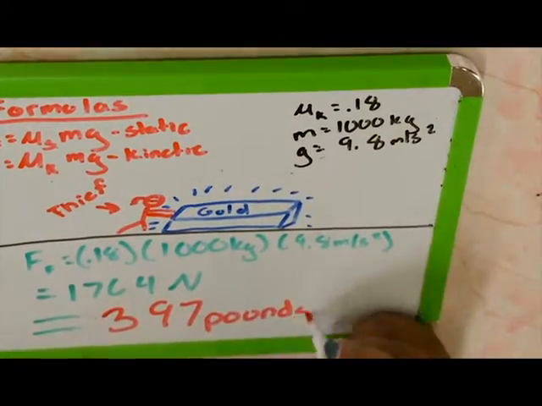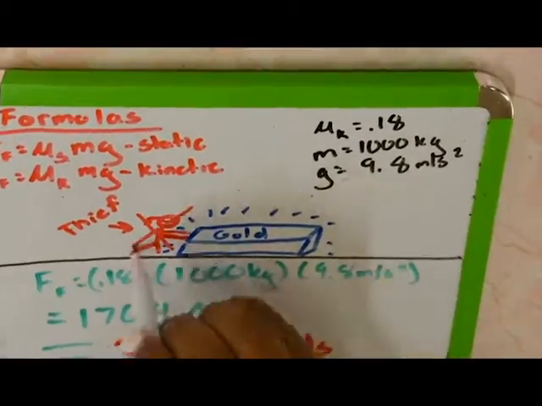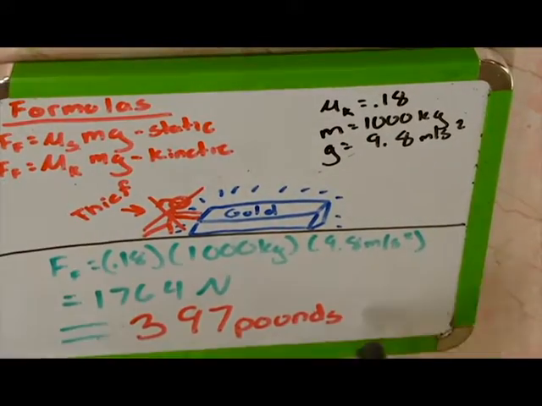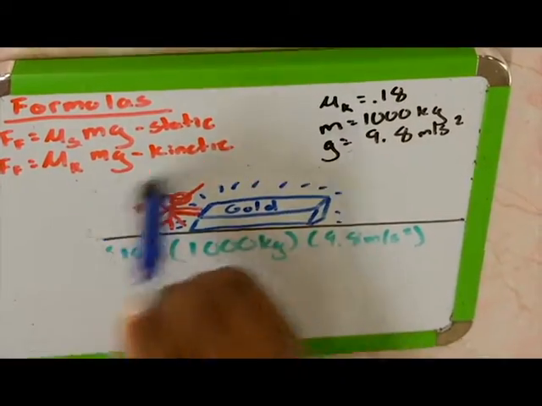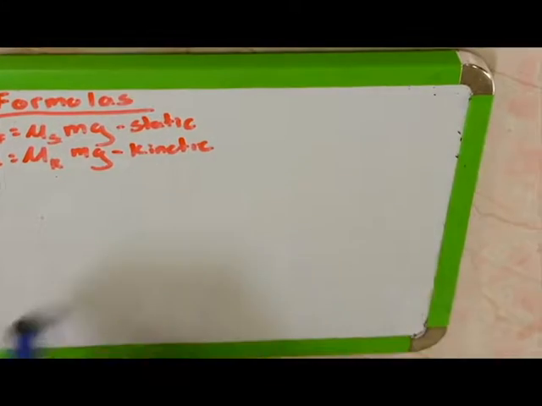So most likely, no thief is going to get away with your gold. And this is great, because you could calculate all this with these friction formulas. Friction is pretty great, isn't it? Sure is. That's why we made this video.